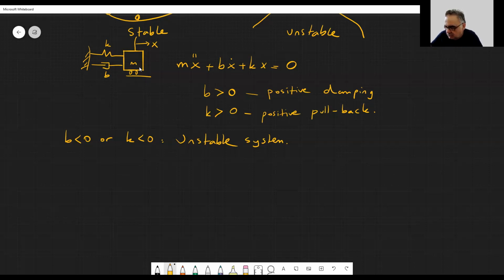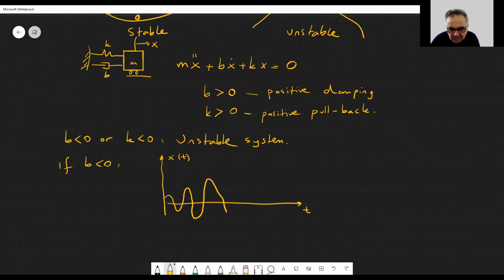Okay. So if, for example, B is less than 0, the response of your system will look like this. Time response, let's say x of t. It will start from here, but the oscillations are going to grow. I cannot draw it very well, but you can understand.